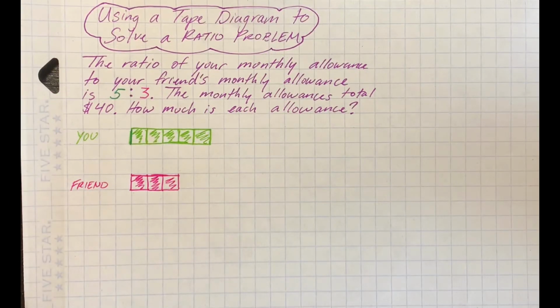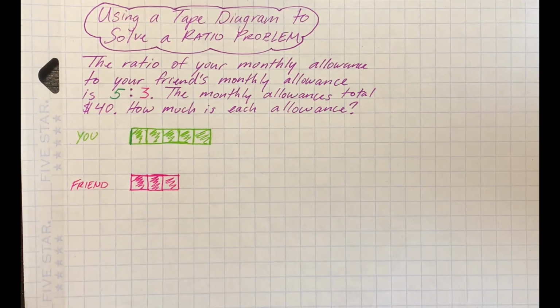For this last problem, we're going to use the tape diagram to solve a ratio problem. I'm going to read it verbatim. The ratio of your monthly allowance to your friend's monthly allowance is 5:3. The monthly allowances total $40. How much is each allowance? We're going to find out how much your allowance is and how much your friend's allowance is. If you don't know, an allowance is where your parents or guardians pay you a certain amount of money every month for doing your chores, like cleaning up after yourself, taking care of the animals, and things like that.